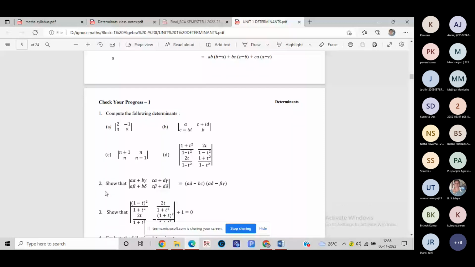Go for the second one. A alpha plus B gamma, C beta plus D delta, minus C alpha plus D gamma, A beta plus B delta. Show that both are equal.